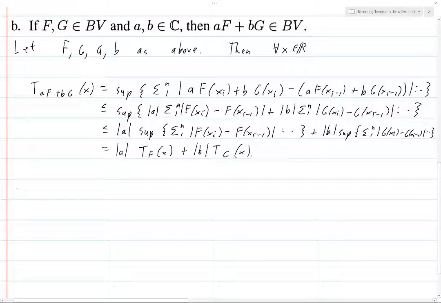Now f and g are in BV. So f is bounded by, say, let's call it M_f, and g by M_g.